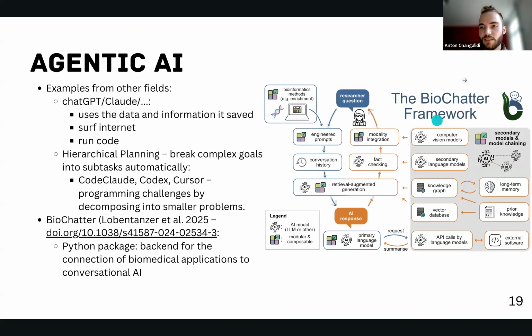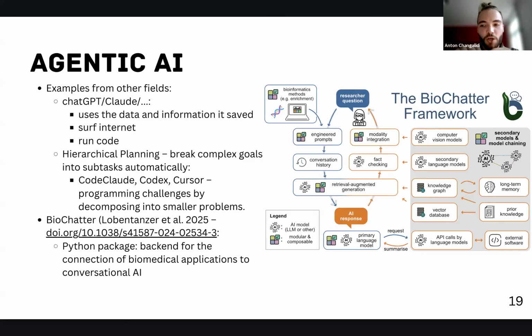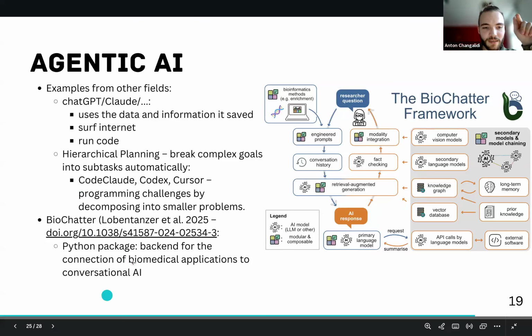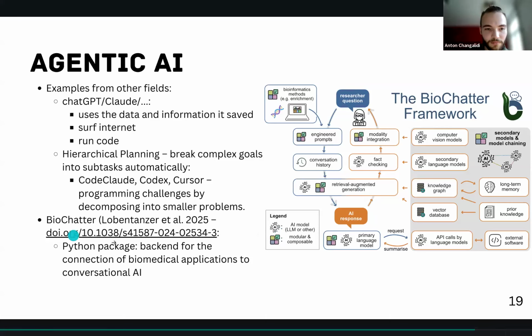One good example is also a recent publication called BioChatter. What they basically did is make a chat interface for a lot of bioinformatics tools and knowledge tools. So you write what you want in the chat, and it does not do all the bioinformatic work, but you can set it up in such a way that it can call bioinformatics tools for you and provide the answer. This is a Python package, so you should set it up, but then it can work kind of well, and you can check further at this link.